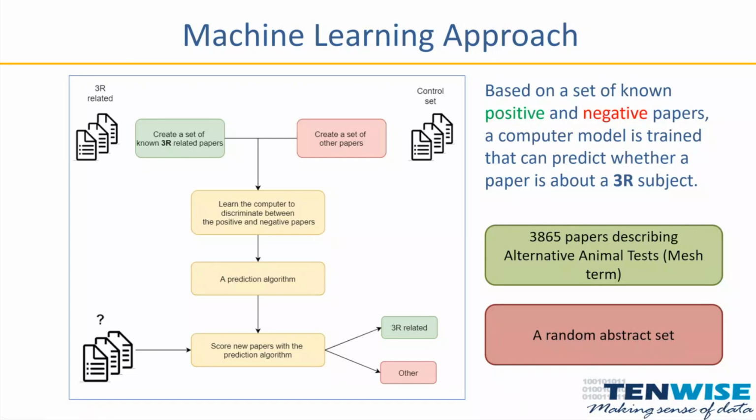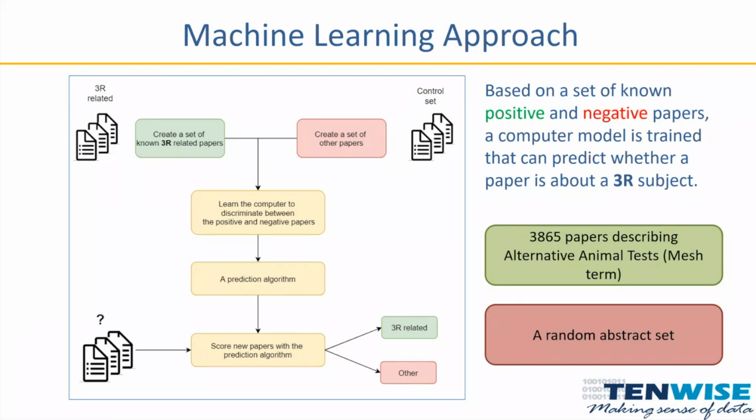So you can do that in various ways. One of the ways we said, let's go for the MeSH term that says alternative animal tests. So I think it was already mentioned that some people have different definitions on what is really an alternative test and what is really NAM or 3R, but for now we use this definition. And we take a random set of papers, the red one here, and we let the computer figure out what is the main difference between those papers. What are the words, the phrases?